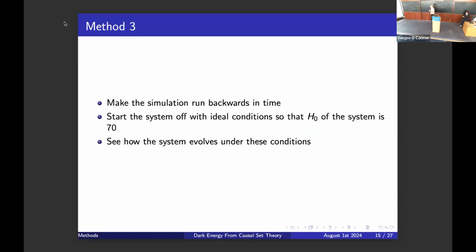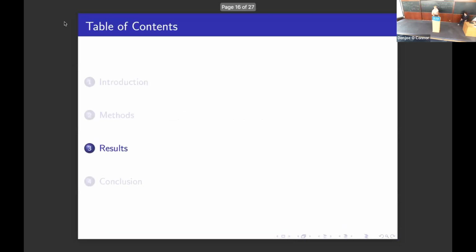And then the final method, method 3, is that you just go backwards in time. So what you do is that you look at a good run, you see what final conditions they have, and then you make the simulation run backwards in time, starting from those good conditions, and see if you can get it to go back to your initial conditions of today. So you start off with an H naught of 70, you see what your volume would be for a typical good run, you plug that in, and then you work backwards and see if that makes any difference. And that's the third method. So I'll hand you over to James then for the results.